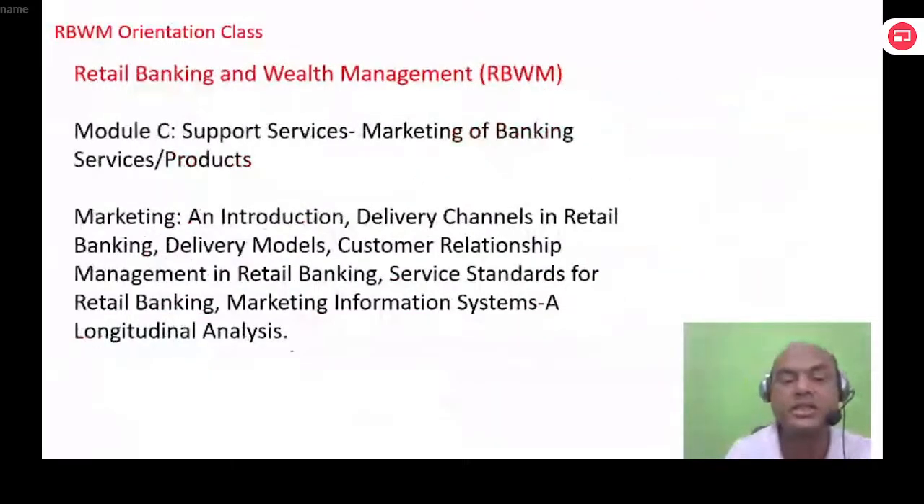Then we come to Module C. This is the marketing part: support services, marketing of banking services and products. Now, what is marketing of banking services? Look at this. You will have the details about the introduction to marketing, that is, what is marketing, and then various definitions of marketing from various senior persons in marketing.